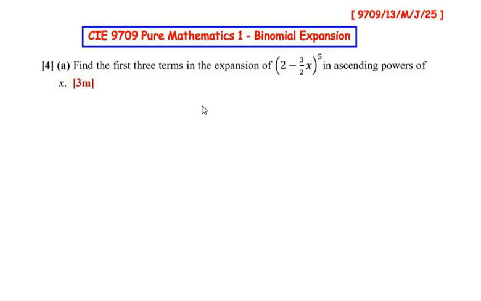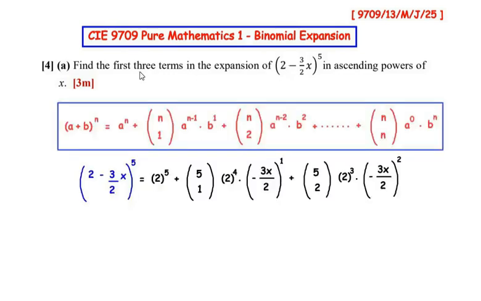So let us use the formula now. Here we have to get the first three terms of the given bracket, and the powers of x should be in ascending order, that is starting from the least value, which is 0. So using this formula, we have the value of n as 5, a as 2 and b as negative 3x over 2.